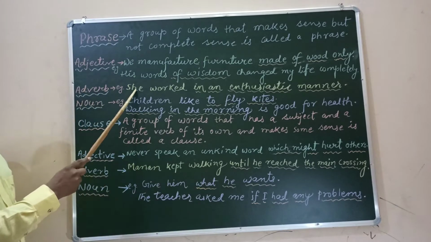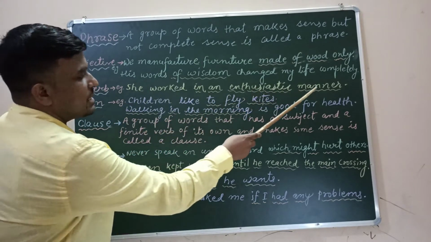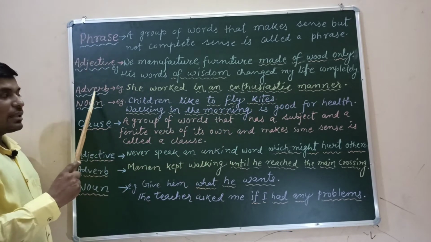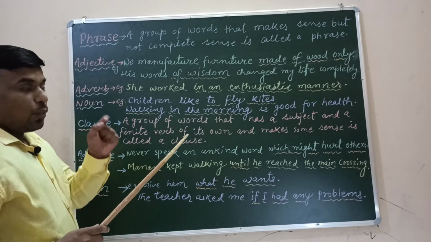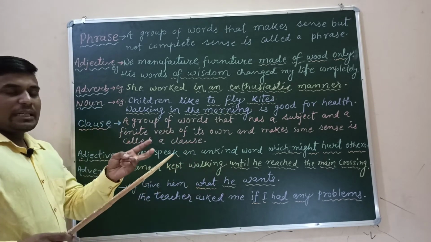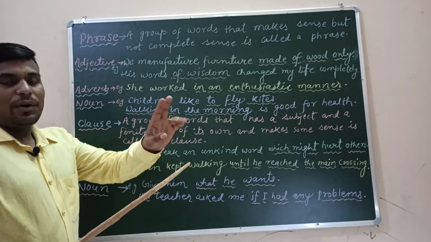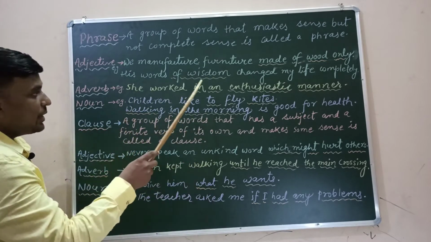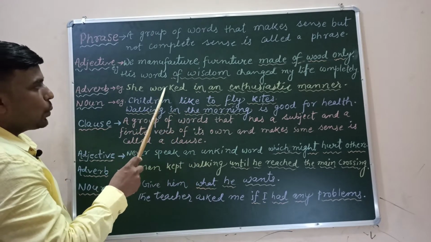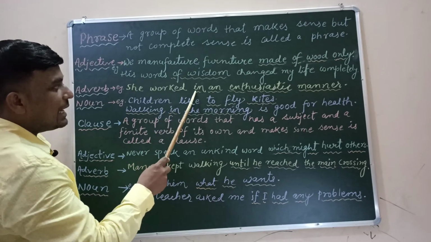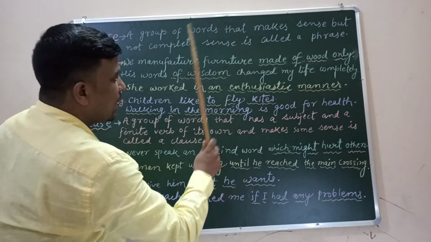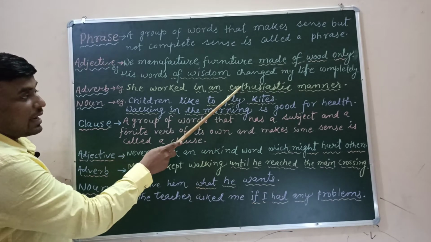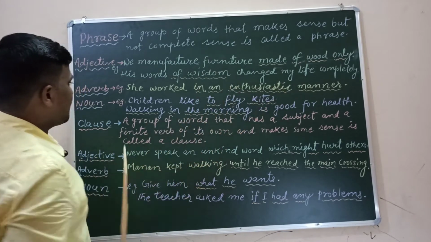Now adverb: she worked in an enthusiastic manner. I said adverbs are the words which modify the meaning of an adjective, adverb or verb, right? So here it is adding meaning to worked. She worked how? In an enthusiastic manner. And here also you can find there is no finite verb or a subject.